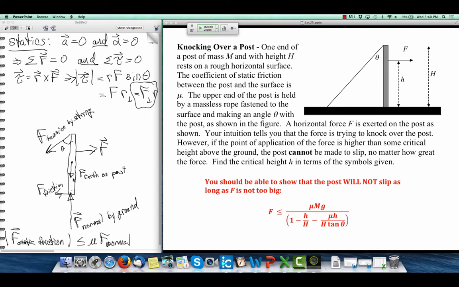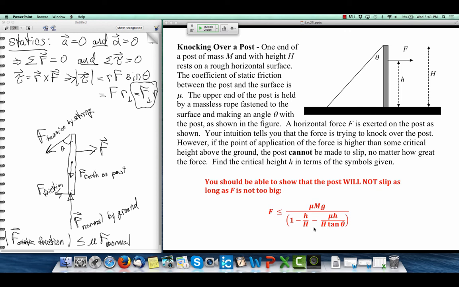Unless something happens, like, if it's low enough, you're just going to pull it out at some point. If it's low enough, well, I'll let you work it out. But how you show that there's a critical height, so here's my suggestion. You should be able to show that the post won't slip as long as the force you apply is not too big. And what that means is you're showing that the force is less than or equal to something. And at least the way I solved it, I got something like this.